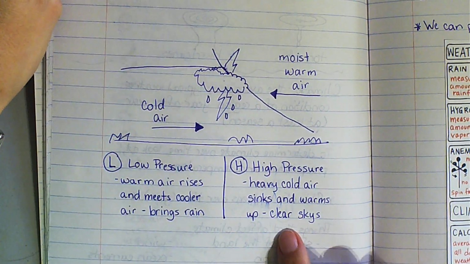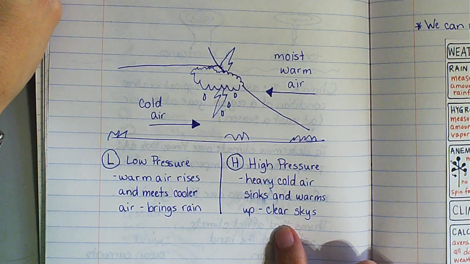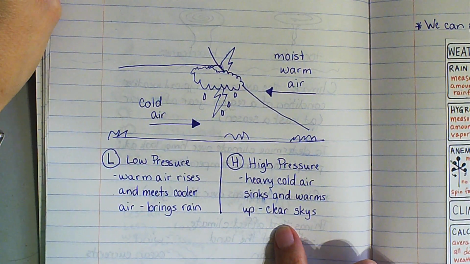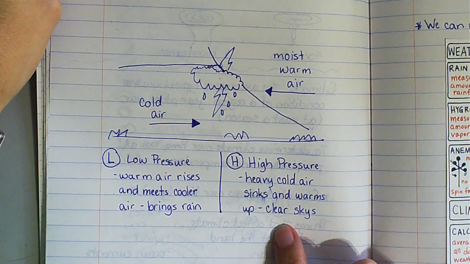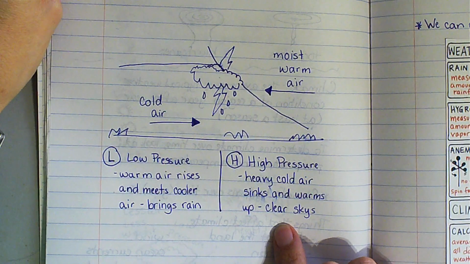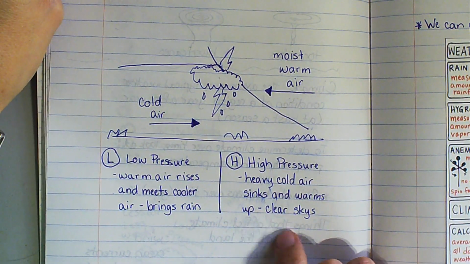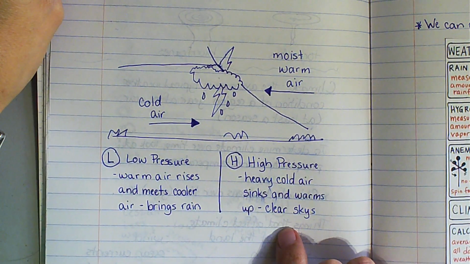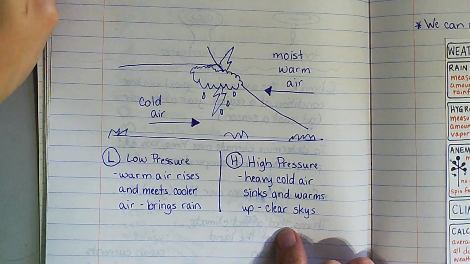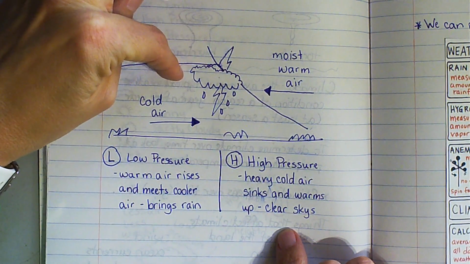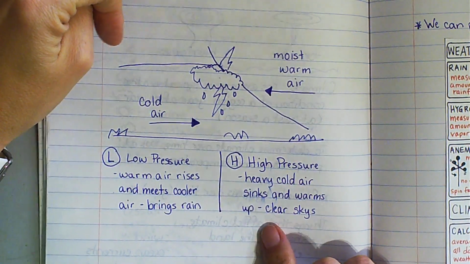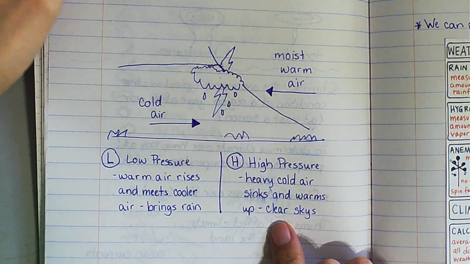When it is a high pressure front, you have heavy cold air sinking and warm air rising. It warms up, and so you're going to have clear skies. So that's when you have your high pressure. So if there's a thunderstorm, you know it's a low pressure front. If it's clear skies, you know it's a high pressure front.